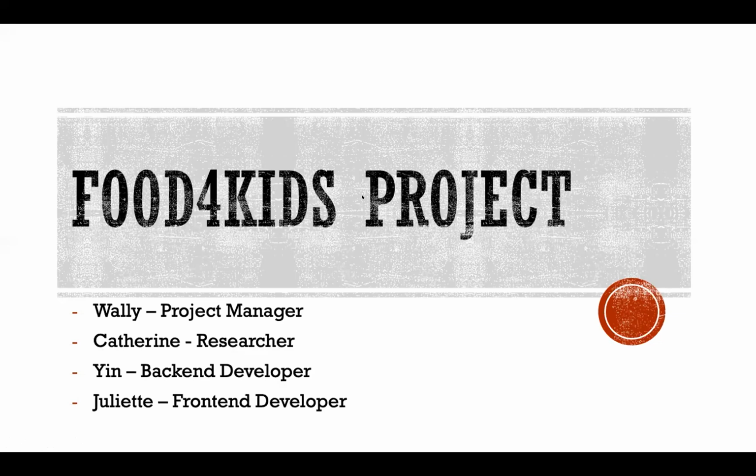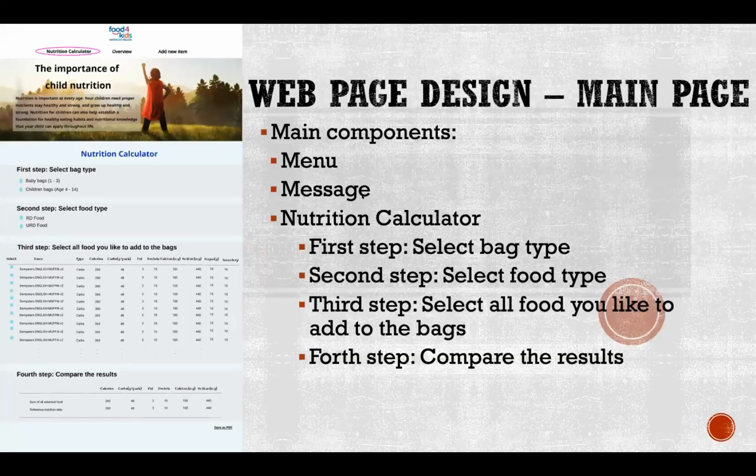So let's get started. In our project, we created a nutrition database by types of food. We created a calculator to sum the nutrition contents for different selected food bag combinations. And we also built an add new item function, which enables the organization to manage and track statistics of food bags and add new food items to the database.